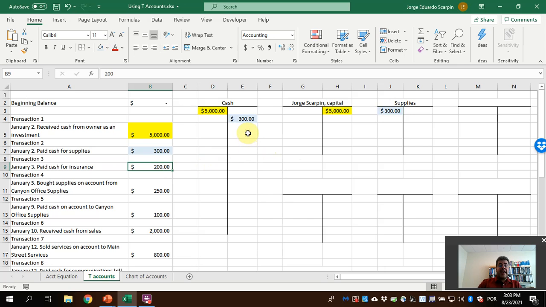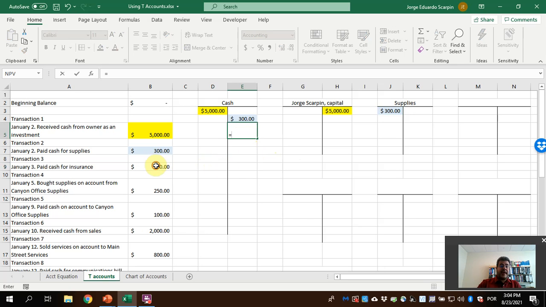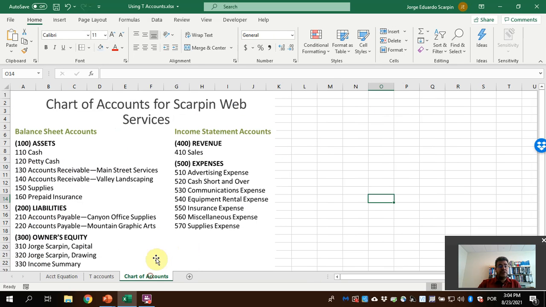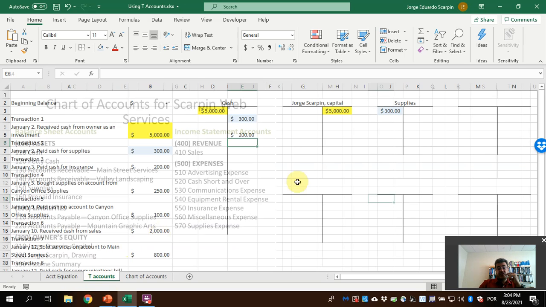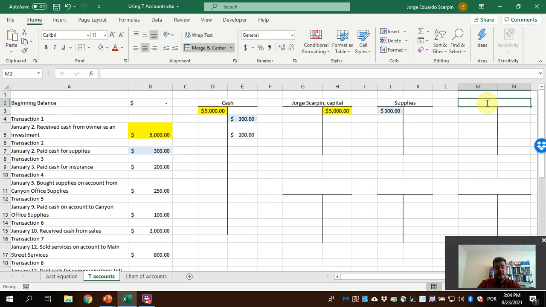Paid cash for insurance. So again, cash, we are decreasing cash, so credit cash. Let's look at the chart of accounts. Prepaid insurance or insurance expense? That is a very tricky question. Prepaid insurance means I am paying it now and I will use the insurance for some period of time. Insurance expense, I am paying only the insurance now. This is not so clear, but let's consider here a prepaid insurance.